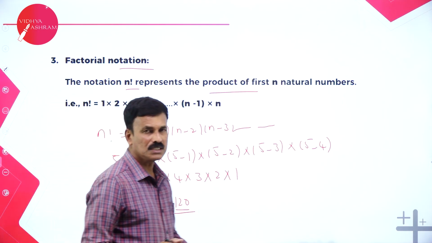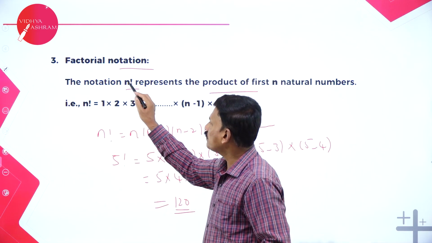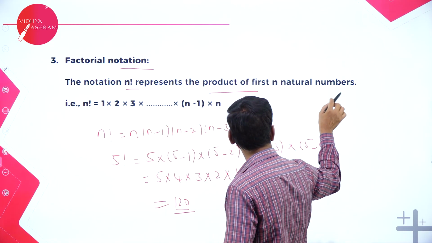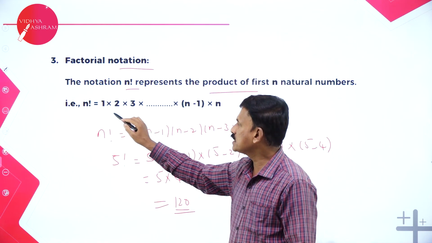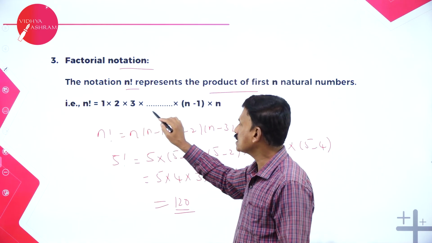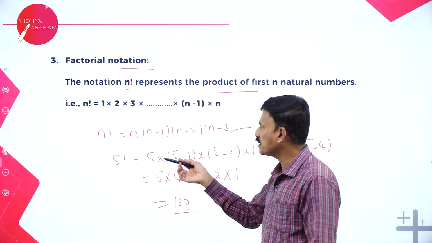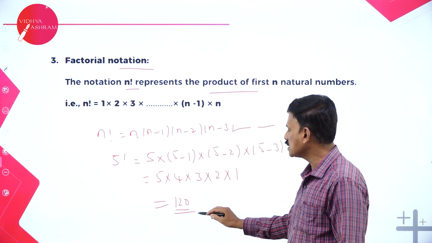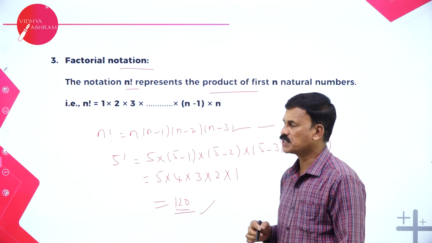Okay. So, in general, the factorial notation n factorial represents the product of first n natural numbers. That is, n factorial is equal to 1 into 2 into 3, etc., n minus 1 into n, or we can also write like this, n into n minus 1, n minus 2, n minus 3, etc. This is an example for 5 factorial.